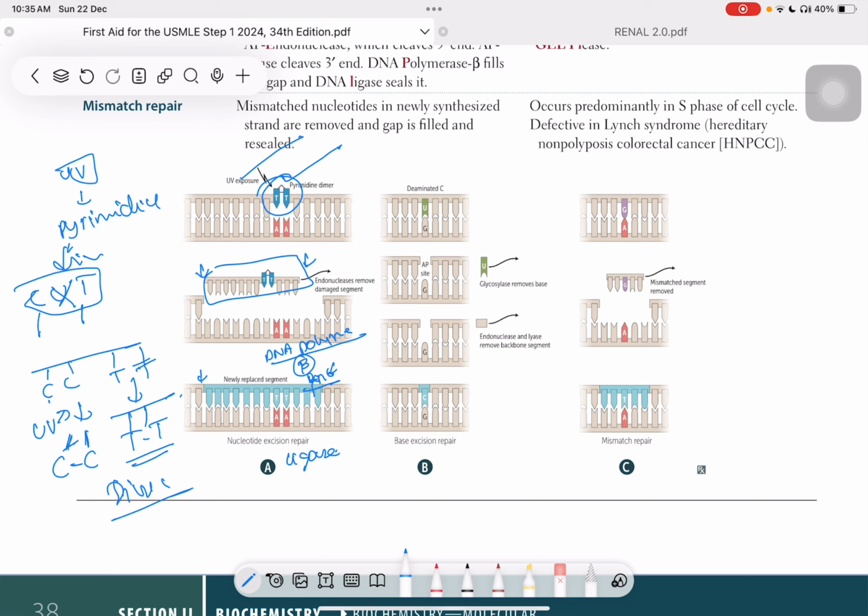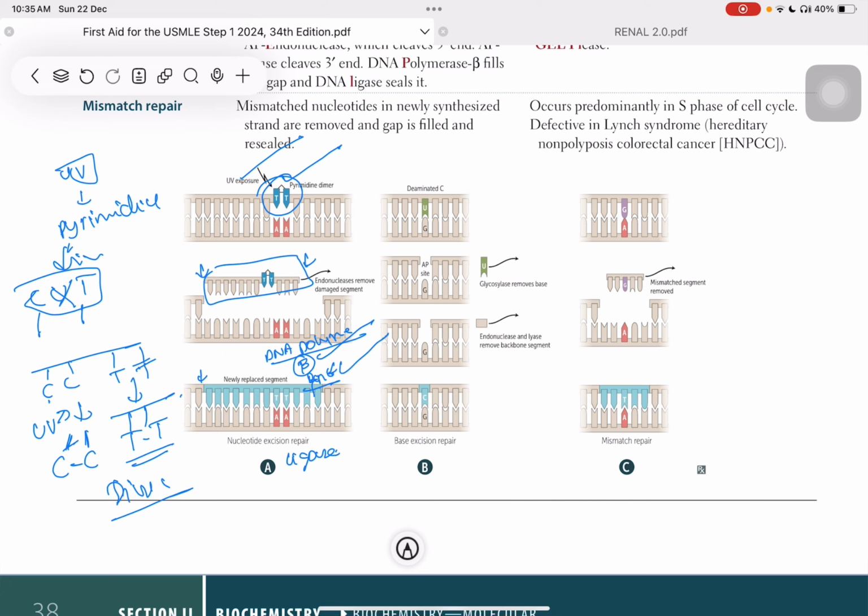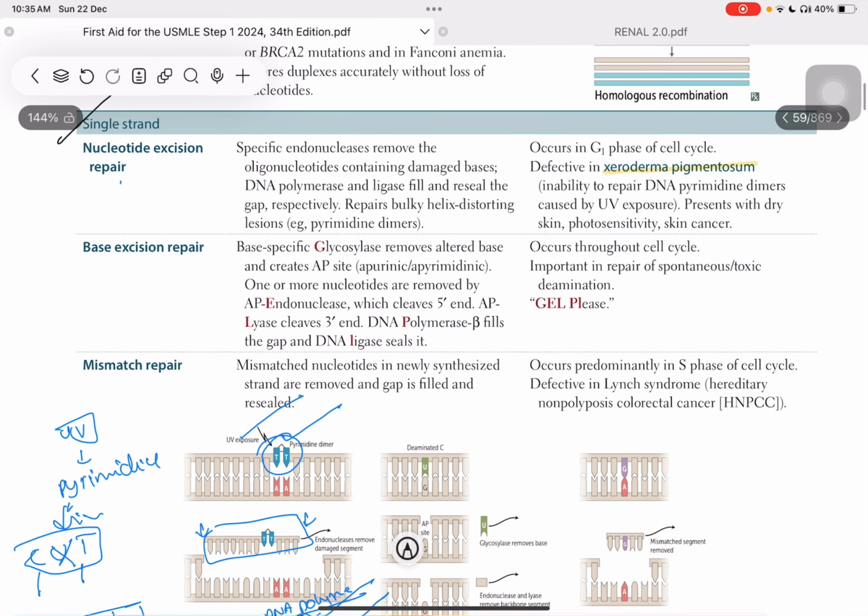To fill the gap, we have DNA polymerase beta and DNA polymerase epsilon, which come and form the new strands, and the DNA ligase, which seals it by gluing both ends. That's how your nucleotide excision repair happens. Now, if you have a defect in this repair mechanism, you have xeroderma pigmentosum.